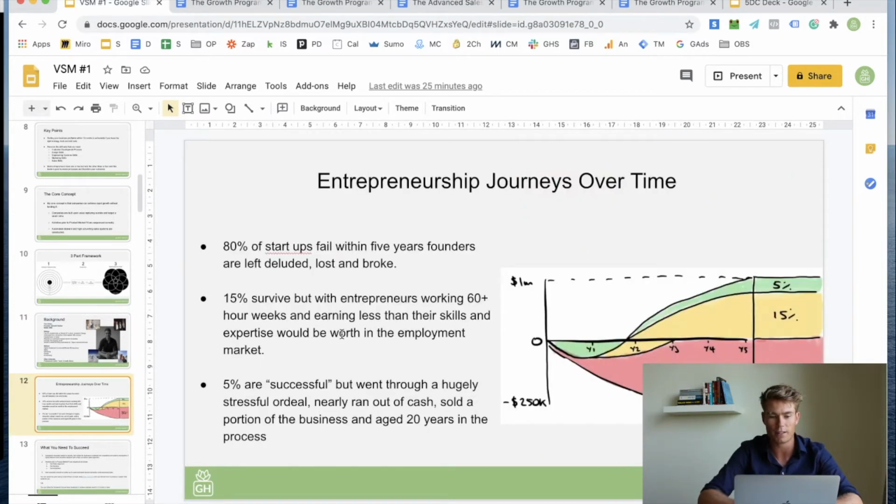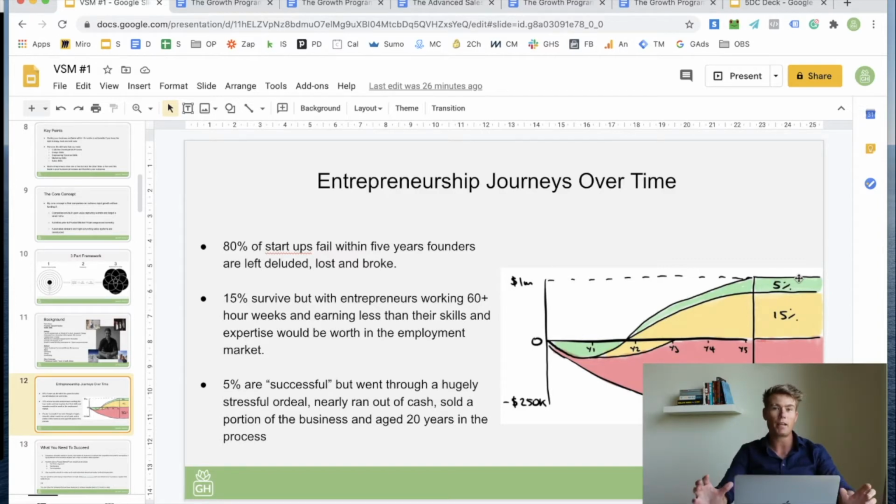Now what I would like to get into is entrepreneurship journeys over time. So the reality is that most entrepreneurs are not successful, and 80% of startups fail within 5 years, okay? And then those startups that are successful often form into this yellow 15% where they're really just getting by, okay? And the founders are not really being compensated as well as they would like for the efforts that they're putting in, and it is all a real struggle, okay? Then you've got the 5% of businesses that are actually successful, okay, but what you'll see here is that they go into a pretty big cash dip initially, and then they scale here.